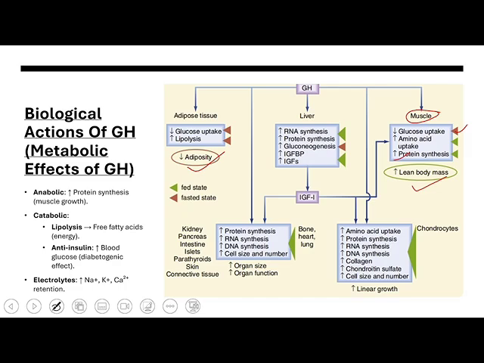And also insulin-like growth factor 1 acts on the chondrocyte, and the growth hormone itself also acts on the chondrocyte, and they both increase the amino acid uptake, protein synthesis, RNA synthesis, DNA synthesis, as well as increased collagen synthesis and chondroitin sulfate, and hypertrophy and hyperplasia in the fed state, and this will increase the linear growth.